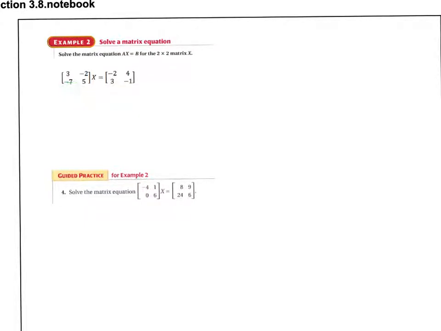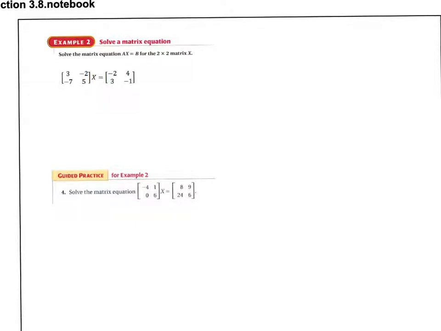I have a matrix, and when I multiply it by some other matrix that I don't know, that's why it's an X, an unknown matrix, I get this matrix back out. So this matrix times some unknown matrix, which we'll find, is going to equal that matrix.